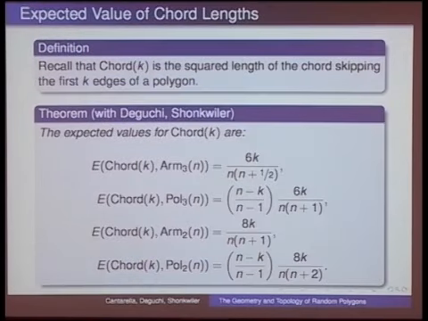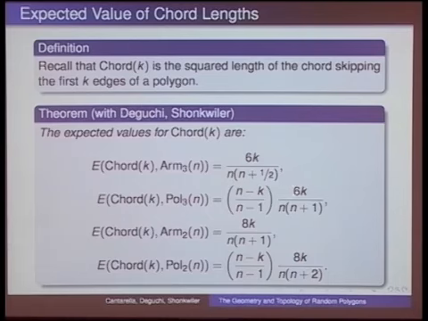So now you can work out the expected values for chord length. Here they are for arms, polygons, plane arms, and plane polygons. And you can see that while this increases with k, the further out you go on an arm, the further on average you are from where you started. This increases in k for a while and then decreases in k. So the further you go around a closed thing, well, eventually you start getting back to where you started.